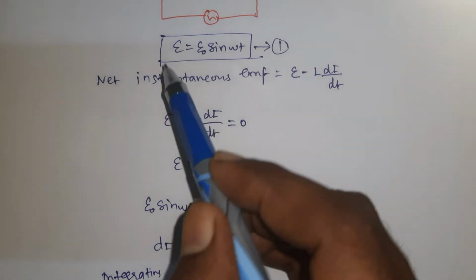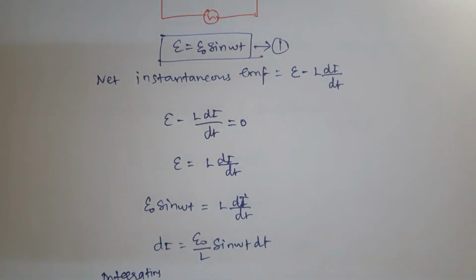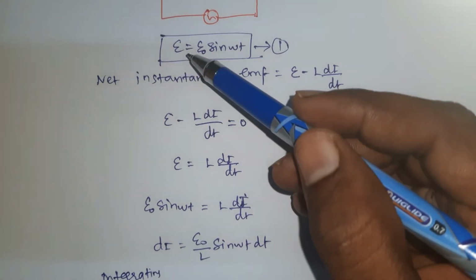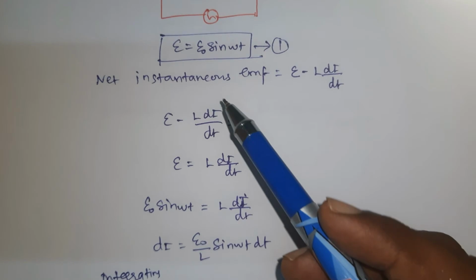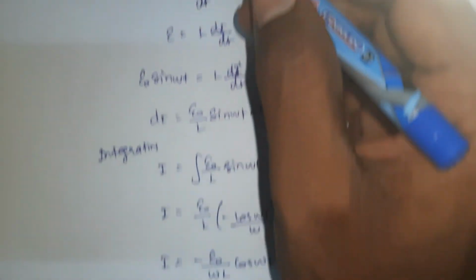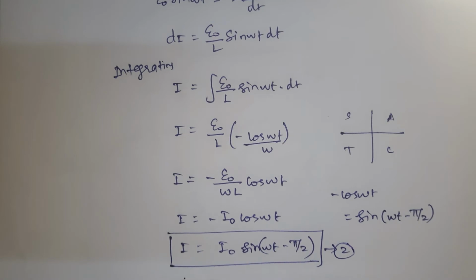So here voltage and current have a phase difference. The phase difference is pi by 2. So which one is leading? Voltage is leading and current is lagging by the phase angle of pi by 2.